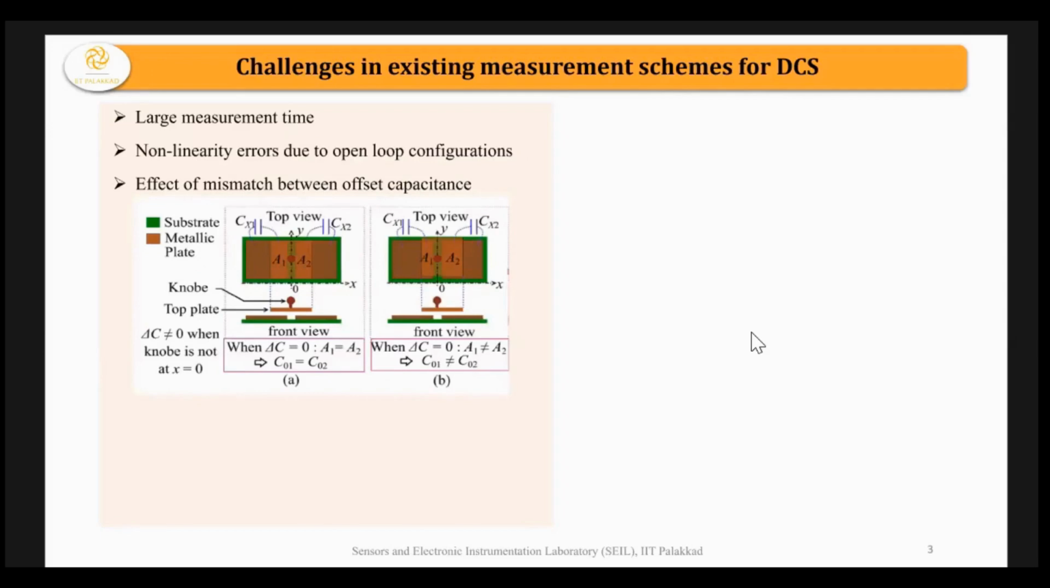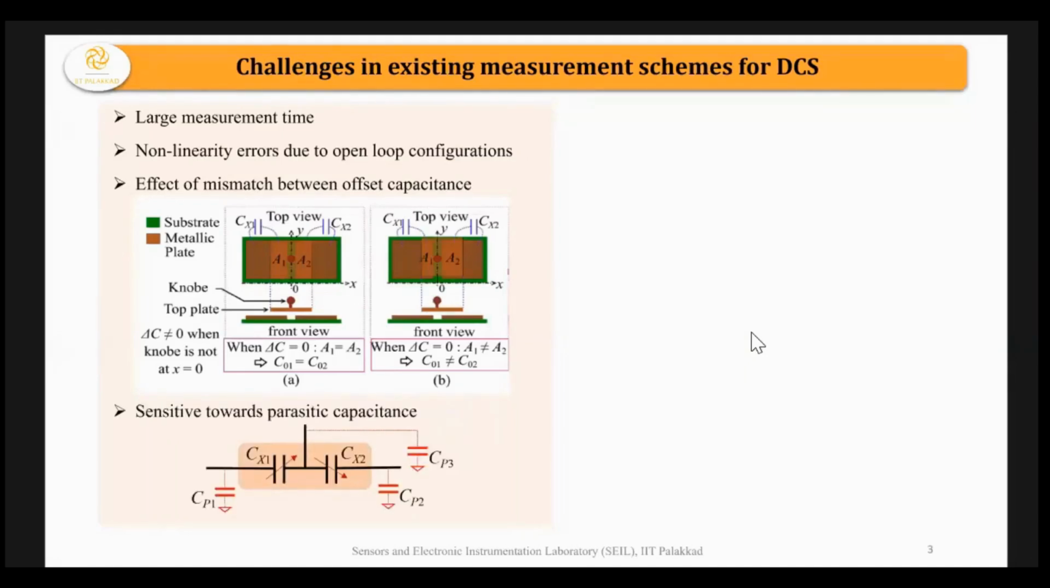Ideally, as mentioned earlier, both the capacitors will have equal offset capacitance, and most of the existing measurement schemes assume it to be equal. But due to manufacturing defects, connecting wires, or design, the offset capacitances won't be equal. It will be different. So if we use existing measurement schemes, it will create error. That is one challenge: how to overcome that.